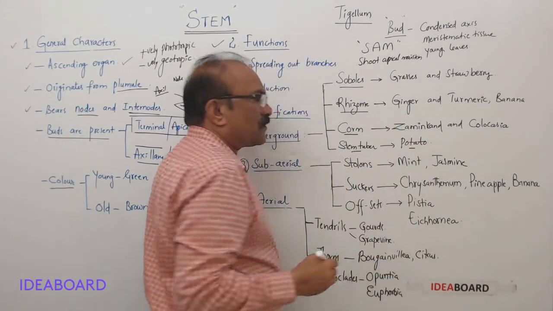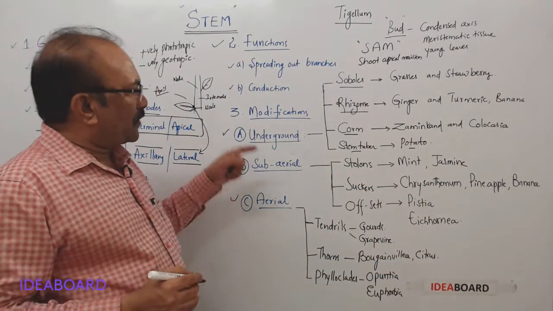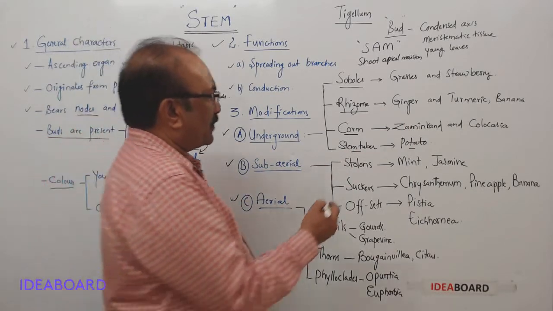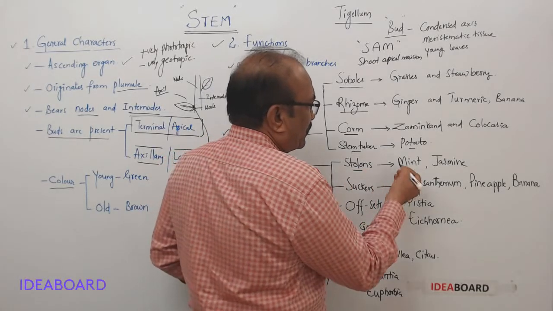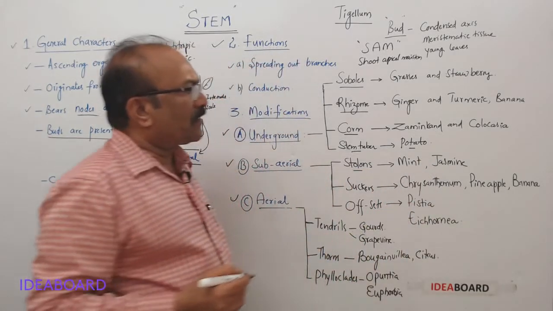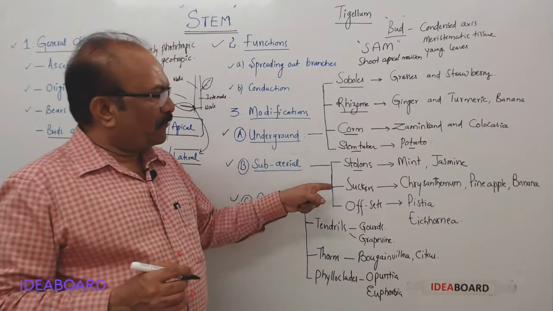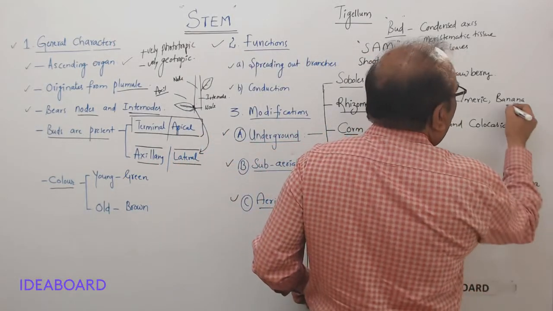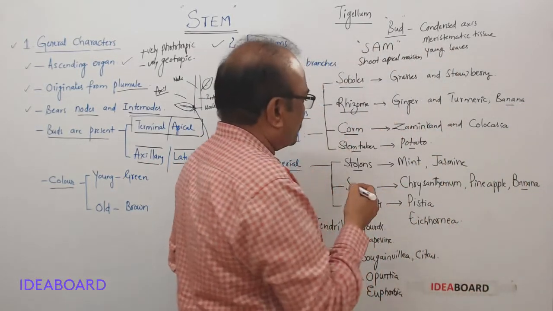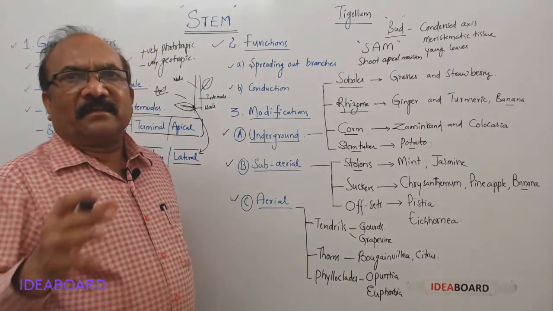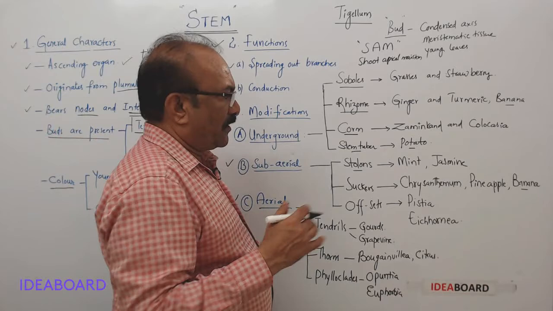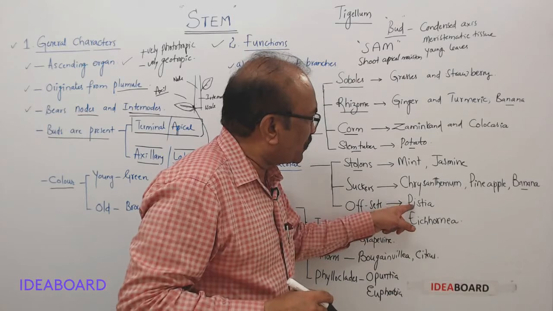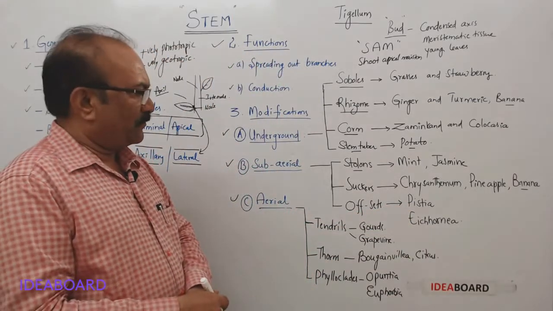And we are familiar with the potato as a stem tuber. And the subaerial modifications: this terminology is not there, but I wrote some terms here. Stolons, and the examples for stolons are mint and jasmine. Suckers: chrysanthemum, pineapple, banana. So I wrote banana twice. Banana will have rhizome as well as suckers, and the details we will discuss later. And offsets you will find in free floating hydrophytes like Pistia and Eichhornia.